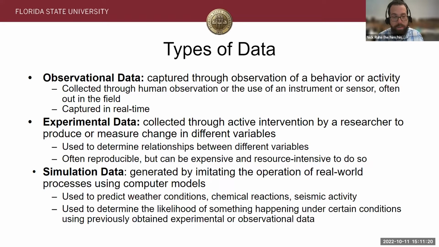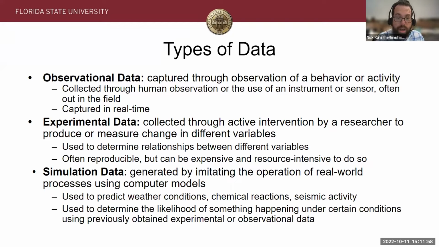Experimental data, on the other hand, is collected through active intervention by a researcher to produce or measure a change in different variables. They're often looking to determine relationships between different variables, such as if you're doing an experiment in a lab and you're changing the different quantities of resources or chemicals or whatever you're trying to mix, and you're trying to observe some sort of a change. And this is what we would call experimental data.